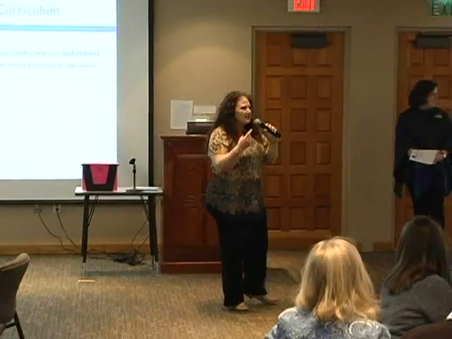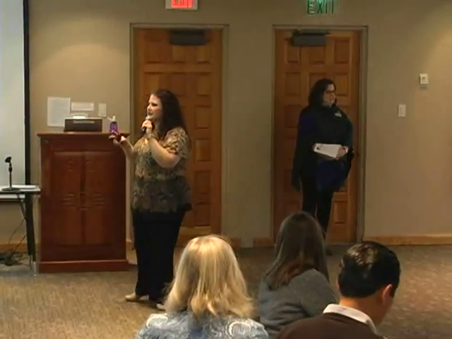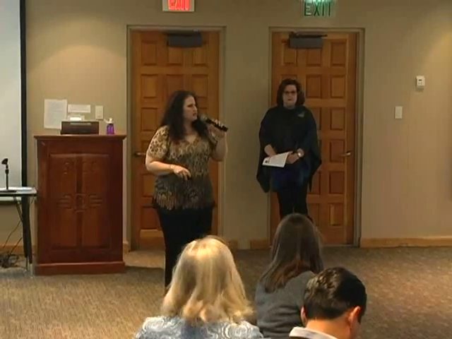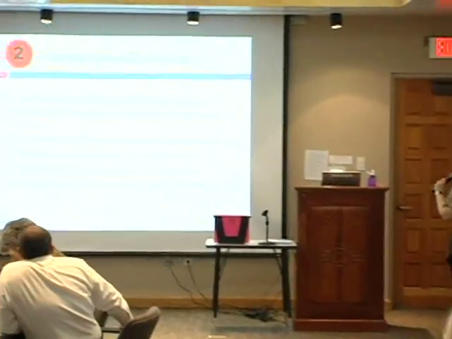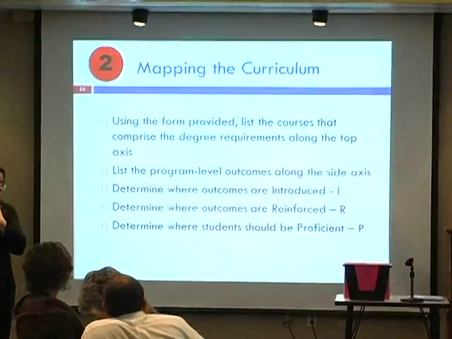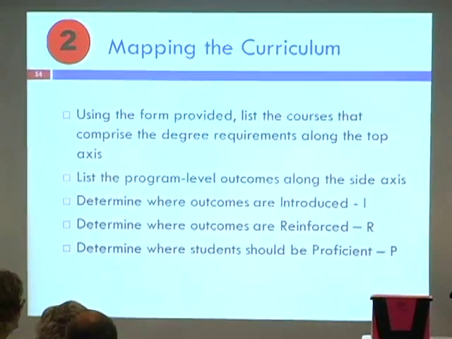All right, so the next step after you have come up with 4 to 8 different learning outcomes is to map your outcomes to the curriculum. And this is actually a pretty simple step. So for each degree or certificate, in your packet, you are going to have a big sheet of paper.